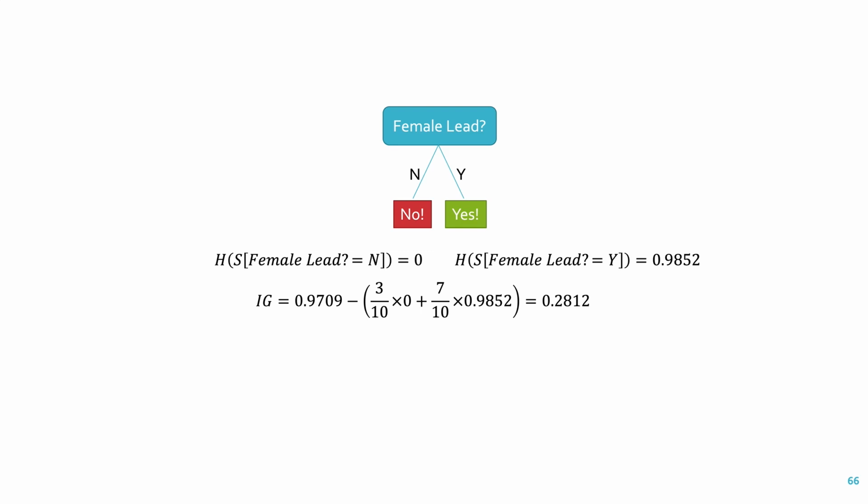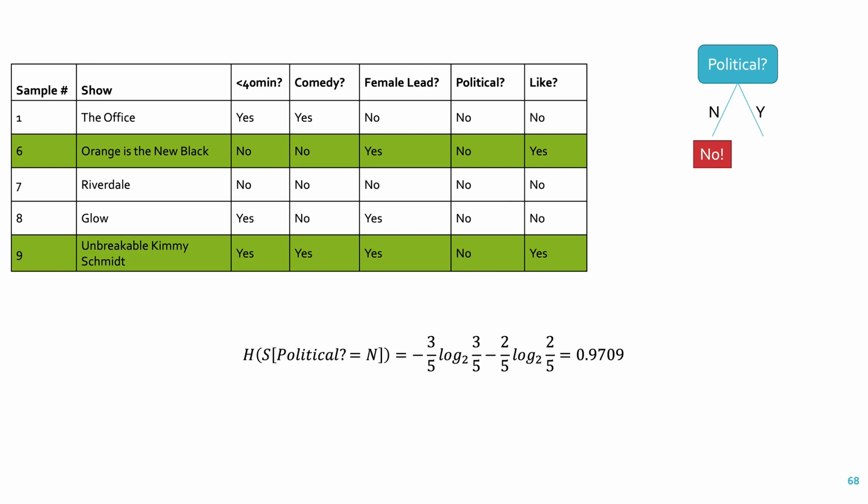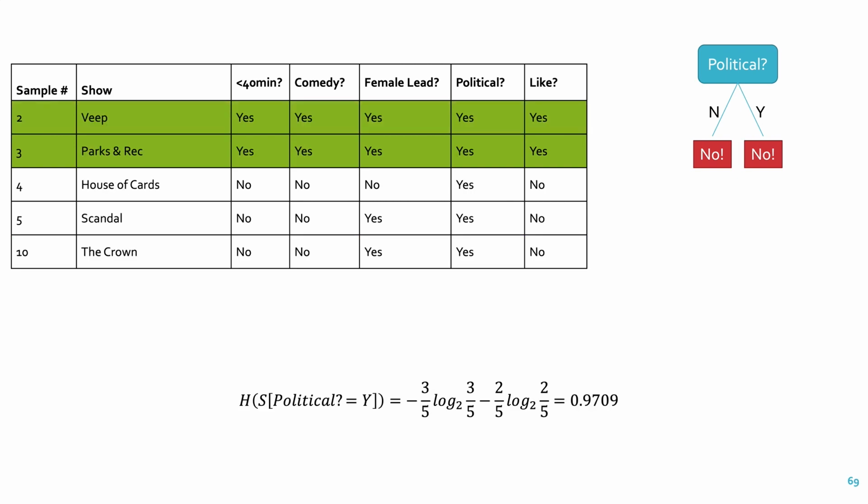Our final feature, political, has 5 samples with a value of yes and 5 samples with a value of no. If we look at the samples with a value of no first, we see that there are 3 samples labeled with no and 2 samples labeled with yes. This gives us an entropy value of 0.97. Now, if we look at the samples with a value of yes for political, we have 2 labeled with yes and 3 labeled with no. This gives us an entropy value of 0.97.